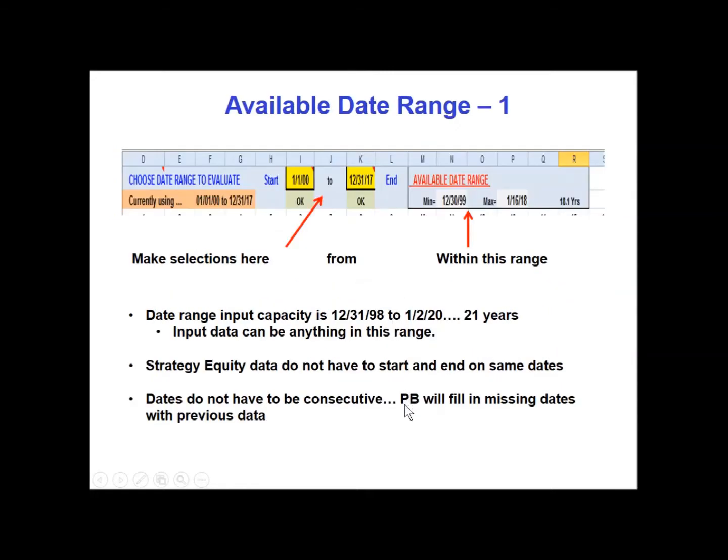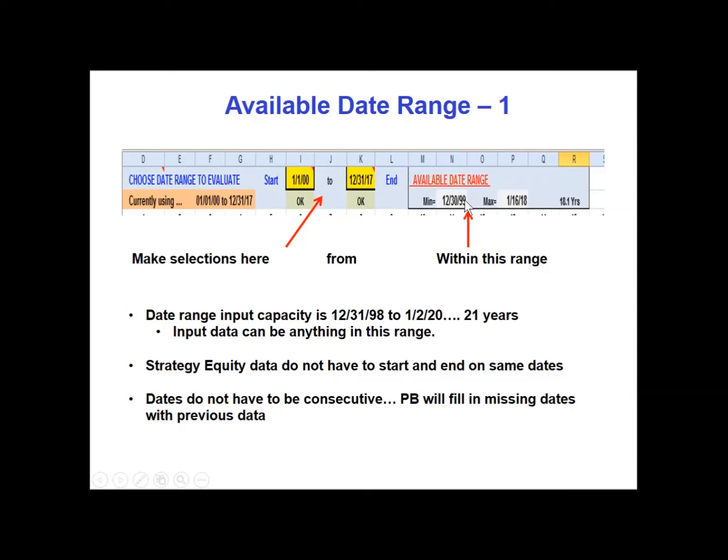All right, now a little bit about date ranges. The capacity is from 12/31/98 to 1/2/20, 21 years, and you can input anything in that range. We talked about this. Now, up at the top after it's loaded, this will tell you what the range is that's loaded, and you make your selections on these 2 yellow boxes.